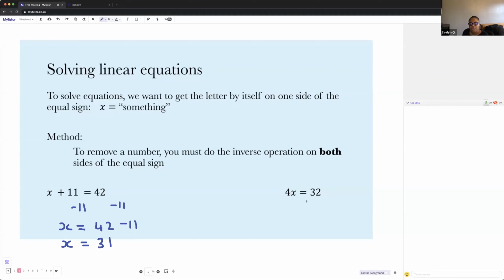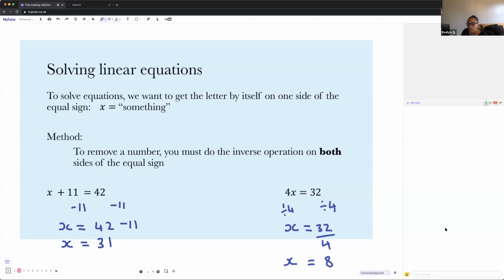At the bottom right, we've got 4x equals 32. Again, I want to get x by itself. Because I'm multiplying x by 4, I need to divide by 4 on both sides, because I need to do the opposite. So x equals 32 divided by 4, and 32 divided by 4 is 8. So if you're multiplying, you need to divide. If you're adding, you need to subtract, and vice versa for both operations.